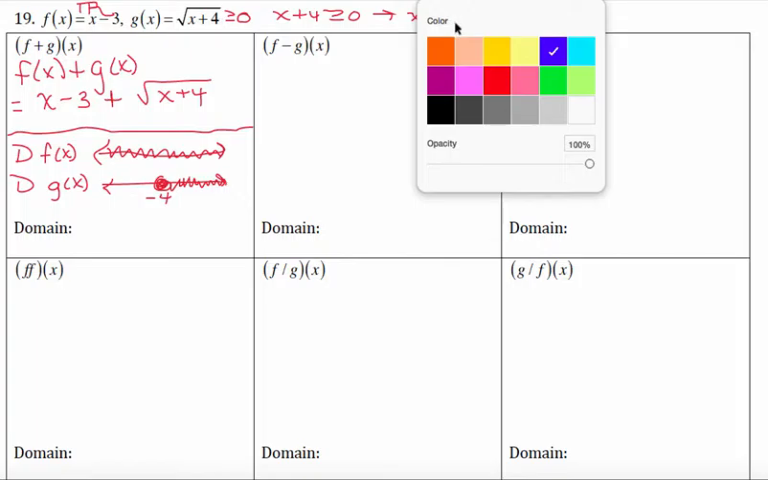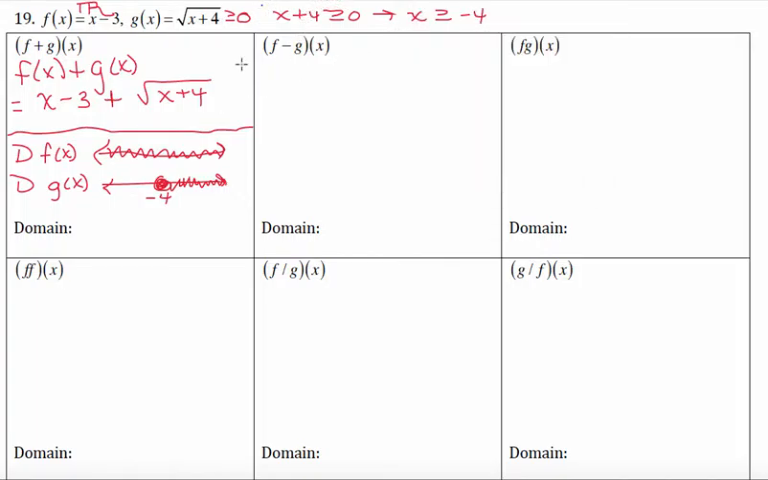So I'll show you what that is. The overlap, where they intersect, is right here. So the domain of f plus g of x goes from negative 4 to infinity. Those are the points that they have in common. Those are the points or the places on the graph where they're both shaded in at the same time.